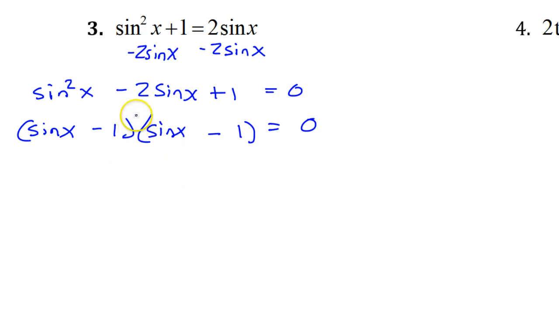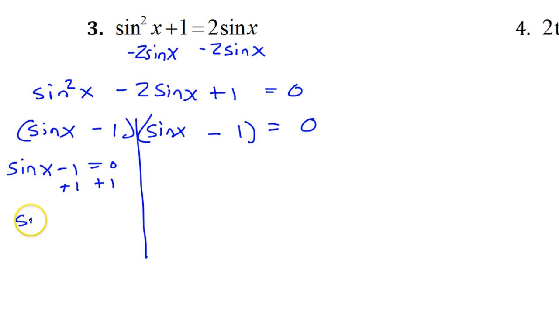Now we will use the zero product property as we did on the previous couple problems. Normally I would set both of these equal to 0 and solve, but they are identical, so there's no point in solving the same equation twice. So I'll just do this one. If I set sine x minus 1 equal to 0, I would solve this by adding 1 to both sides. So that's going to give me sine x is equal to positive 1.